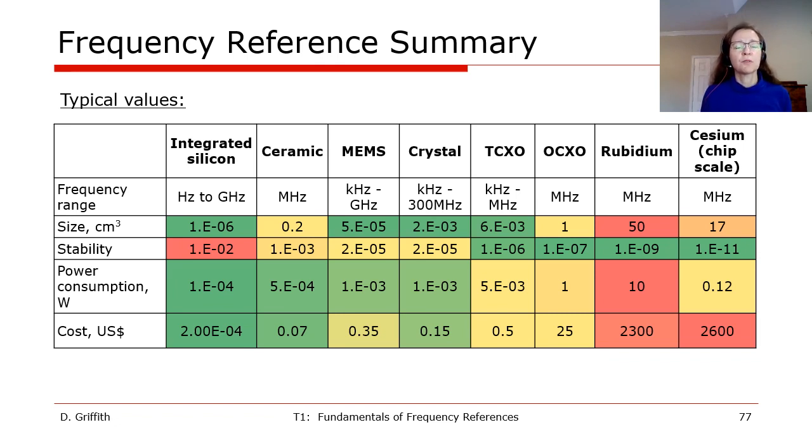The third row compares frequency stability, and here there's even more variation, with around 13 orders of magnitude between the integrated frequency references and the atomic clocks. Not surprisingly, the power consumption goes in the reverse direction, with the most stable frequency references requiring the highest power consumption. Finally, typical cost is compared as well, with the integrated oscillators costing a very small fraction of a US cent, while the atomic clocks cost thousands of dollars. So in summary, I hope this tutorial has given you a solid overview of the wide field of frequency references.